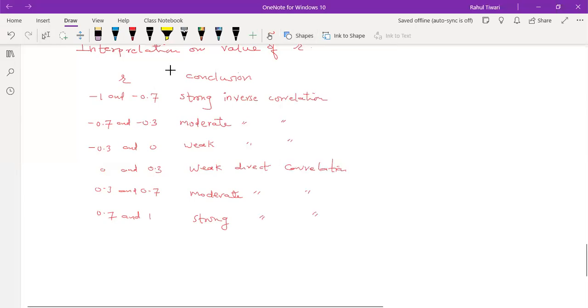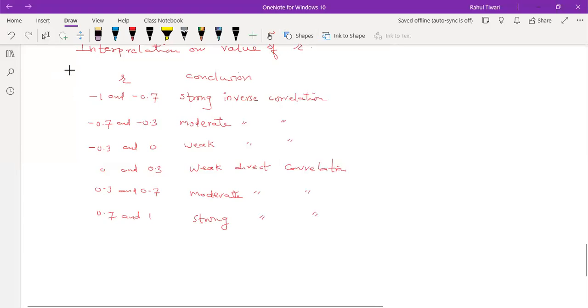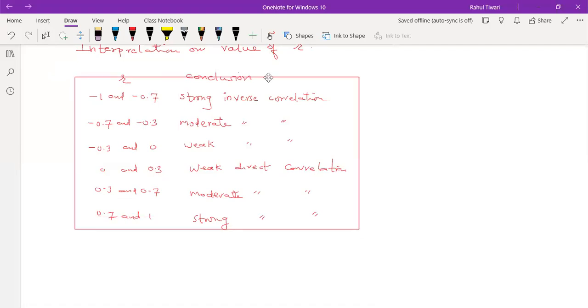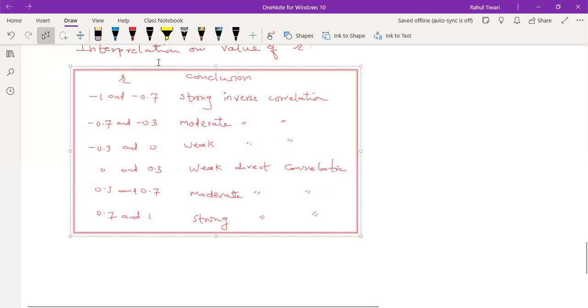So this is the way you can go about the interpretation of the data. When you are given data and you conclude the result, you should go according to these values, not according to your own value.